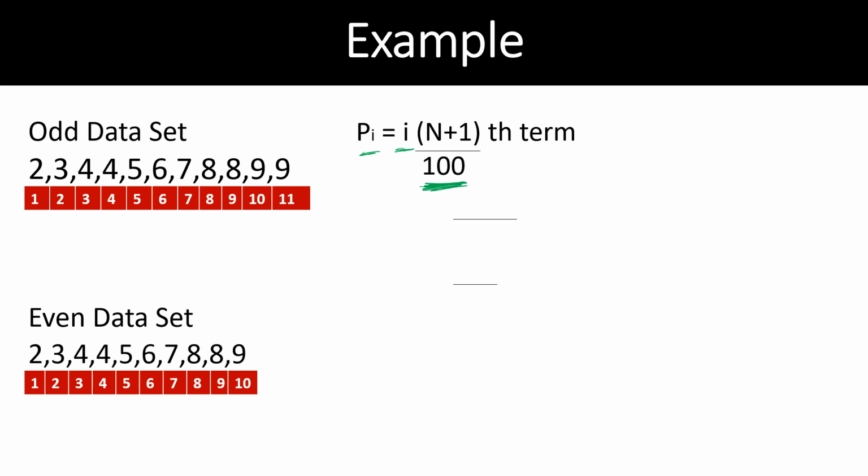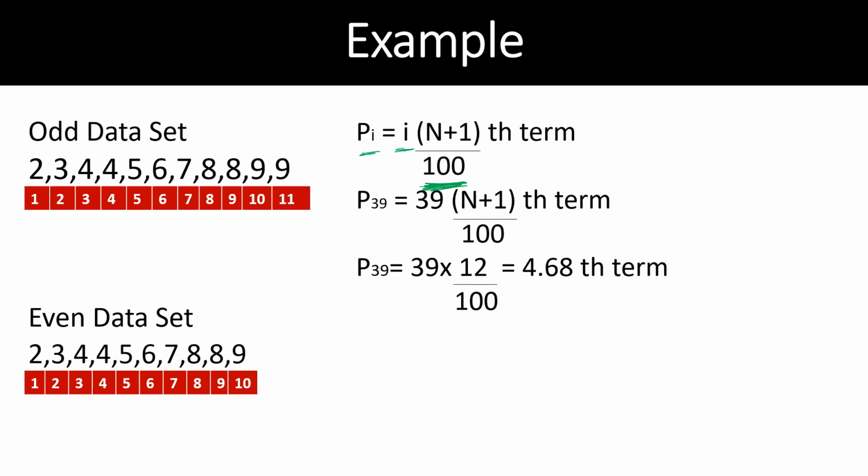Let me give you one example. Let's say I need to calculate P39, 39th percentile. Here it will be 39 multiplied by (n plus 1) divided by 100th term. For odd data set, if I am calculating, it will be 11 plus 1, which is 12, divided by 100. When I calculate it, it will be 4.68 term. As I have discussed earlier, what is 4.68? It will lie in between 4th term and 5th term, somewhere in between these two terms.